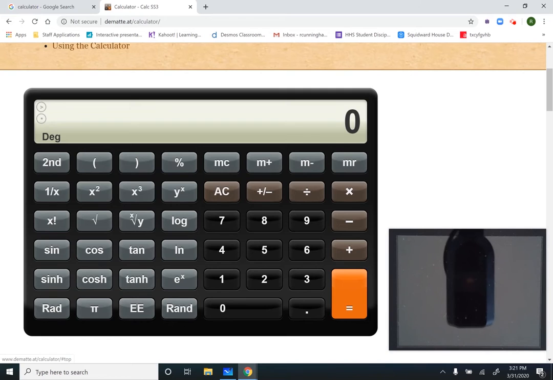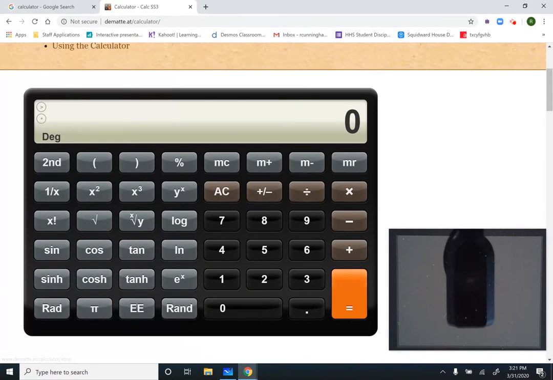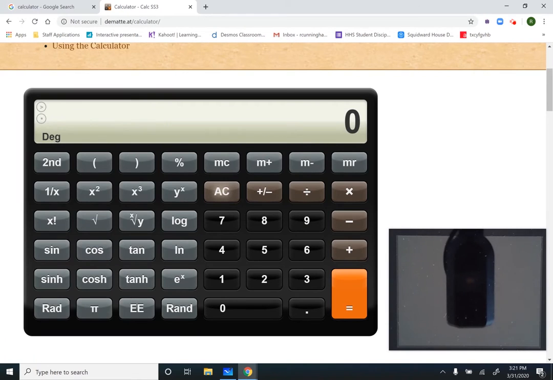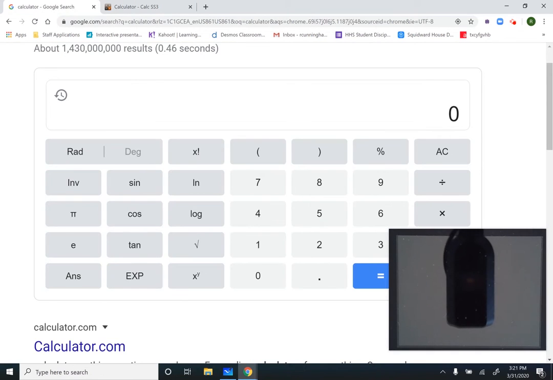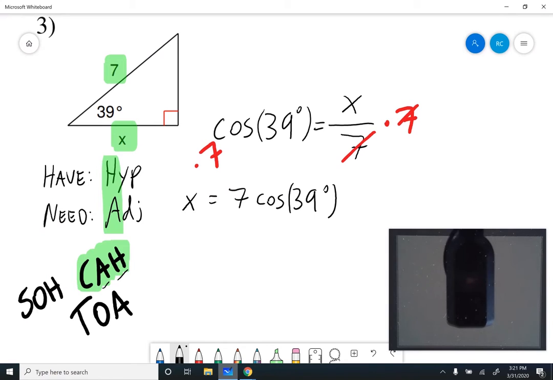Now, iPhone calculators are different. You don't say cosine of 39 degrees. Instead, you say 39, and then you hit the cosine button, and it tells you what cosine of 39 degrees is. And this gets even more confusing when you try to multiply. So let me take you through the correct way to input 7 times the cosine of 39 degrees into the iPhone.